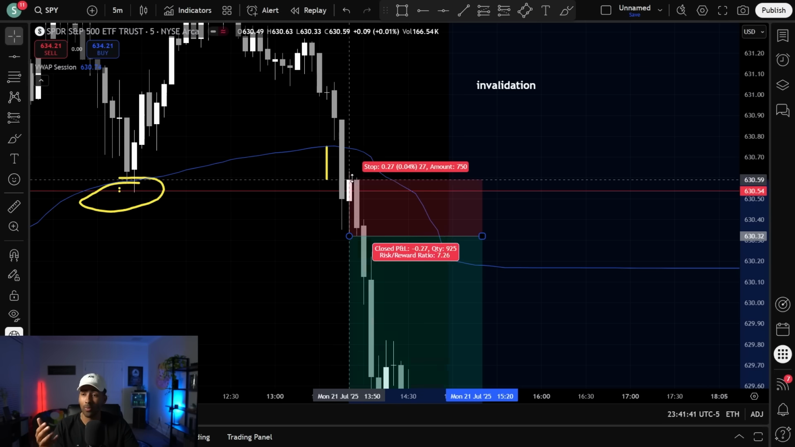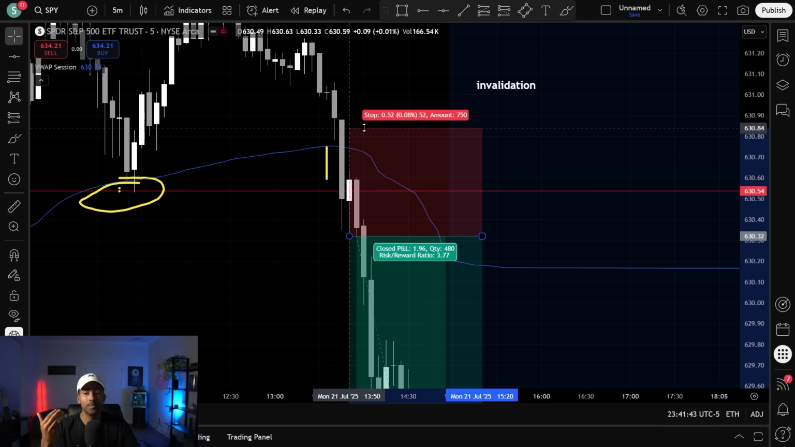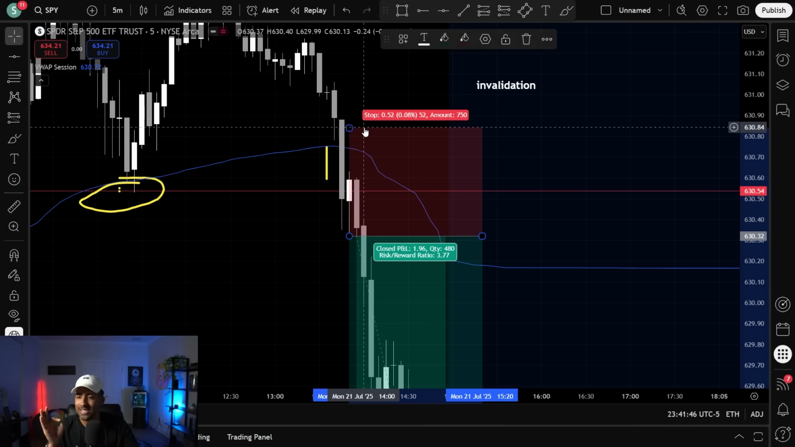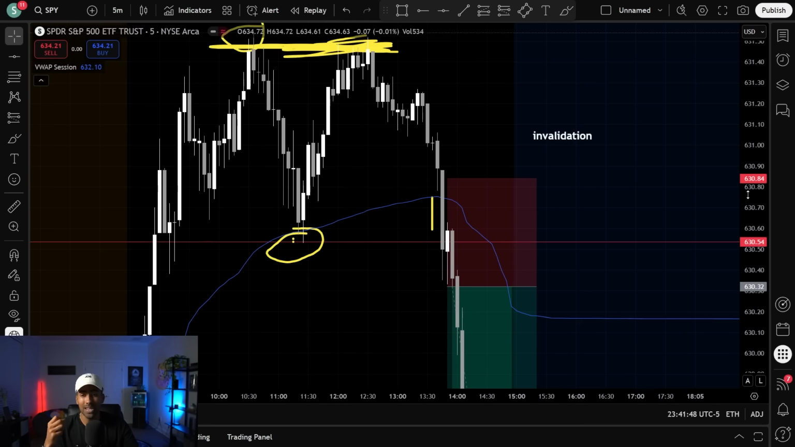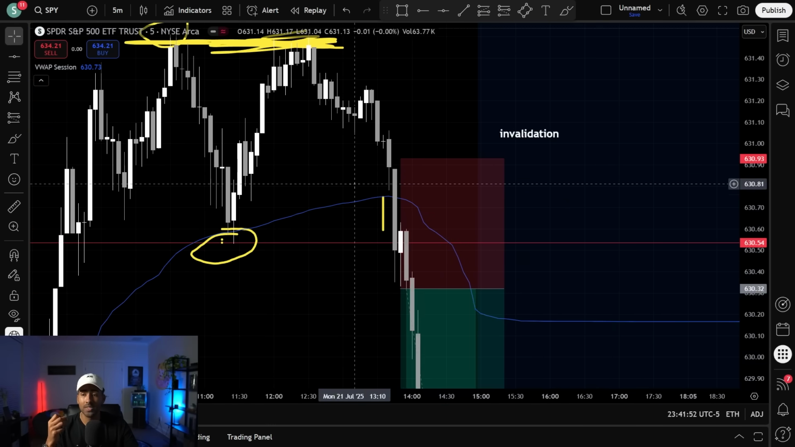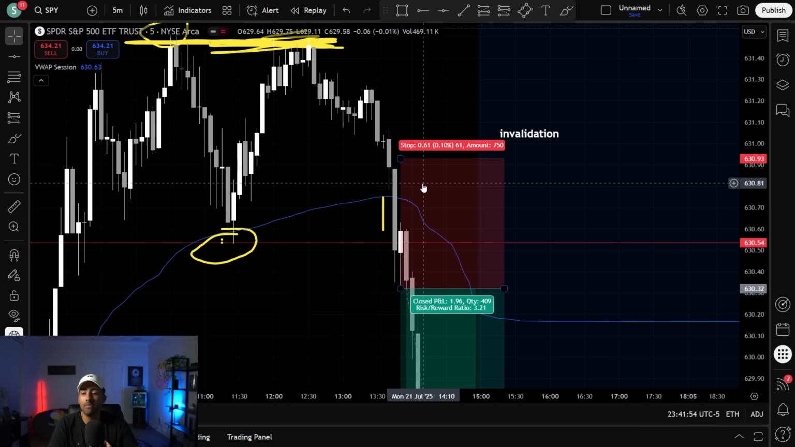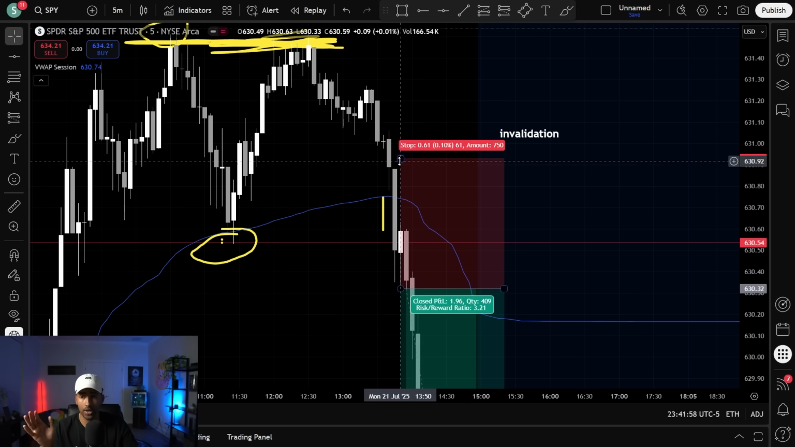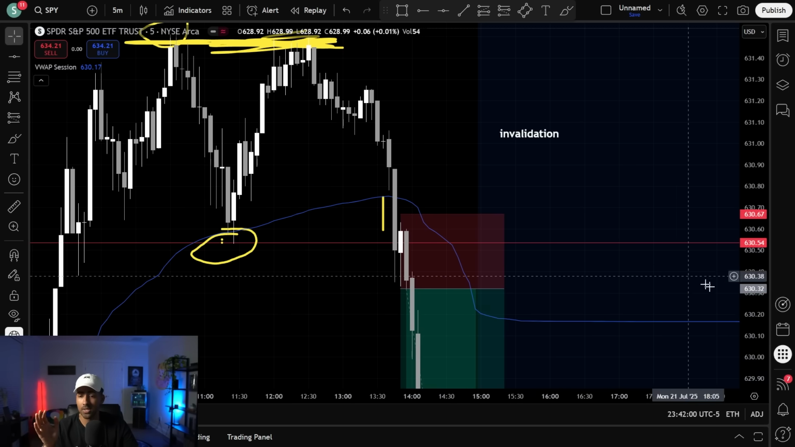So for example, if we were to break VWAP to the upside, that would guarantee me that, hey, we're probably not looking as strong as we thought we were. And even then, let's say we go over this candle high here. That gives me even more clarity on, okay, this is definitely not going to go in our direction, right?